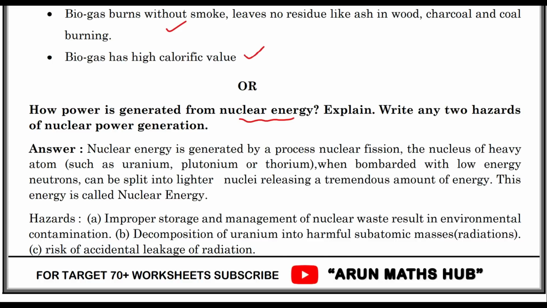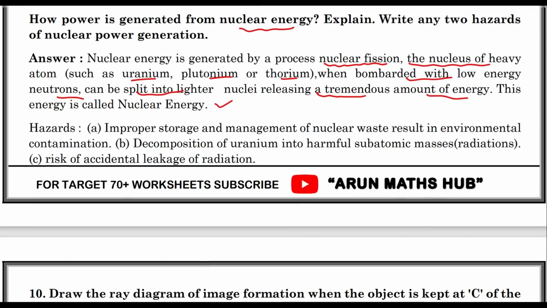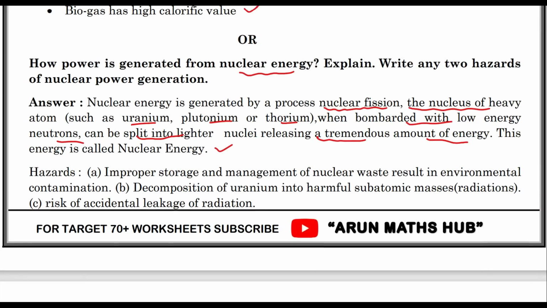Nuclear energy is generated by the process called nuclear fission. What is nuclear fission? The nucleus of heavy atoms such as uranium, plutonium or thorium, when bombarded with low energy neutrons, can be split into lighter nuclei. So when the nucleus of a heavy atom is bombarded by neutrons, it will split into lighter nuclei, releasing a tremendous amount of energy. This energy is called nuclear energy. This heat energy will be used for power generation.